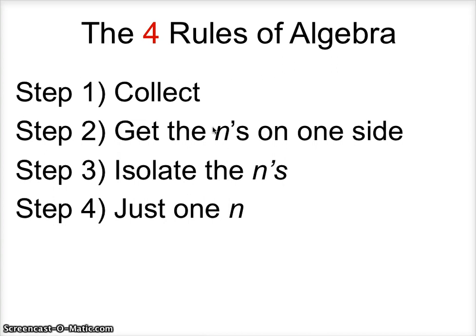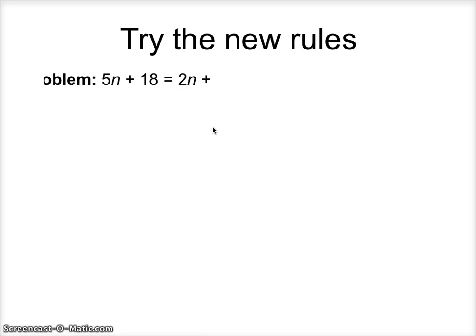So I could do getting the n's on one side first, or I could do isolating the n's first like I did in the first problem. So I'm going to show it to you both ways. Let's look at another example. We're going to try this one. I have 5n plus 18 equals 2n plus 48.